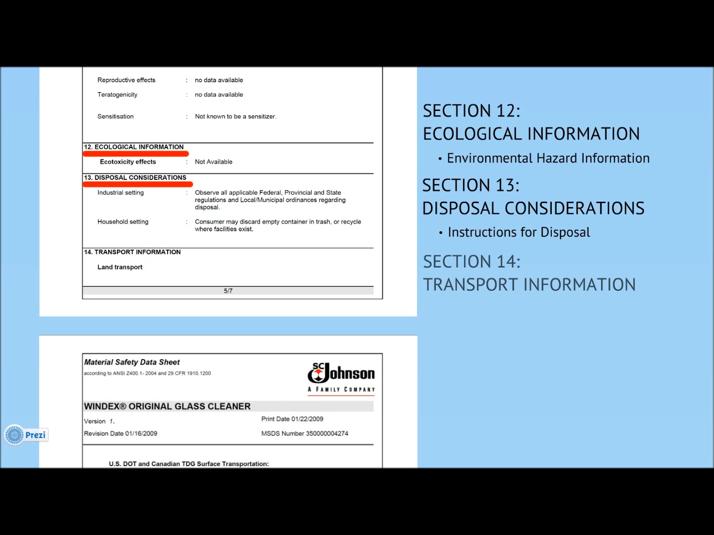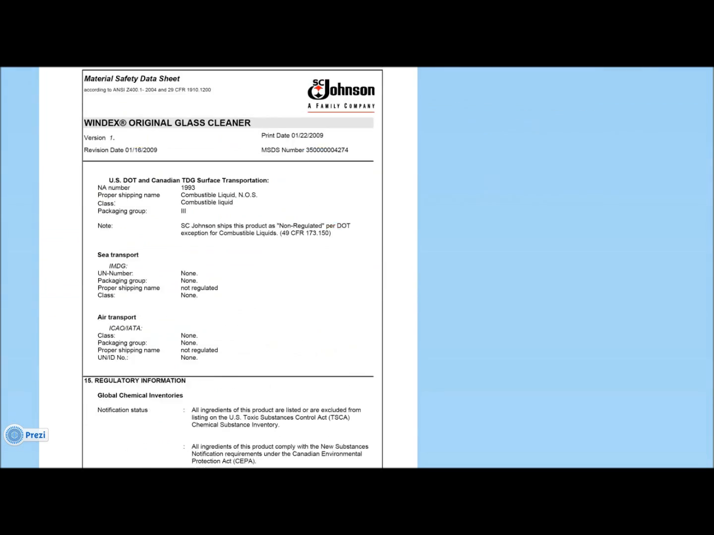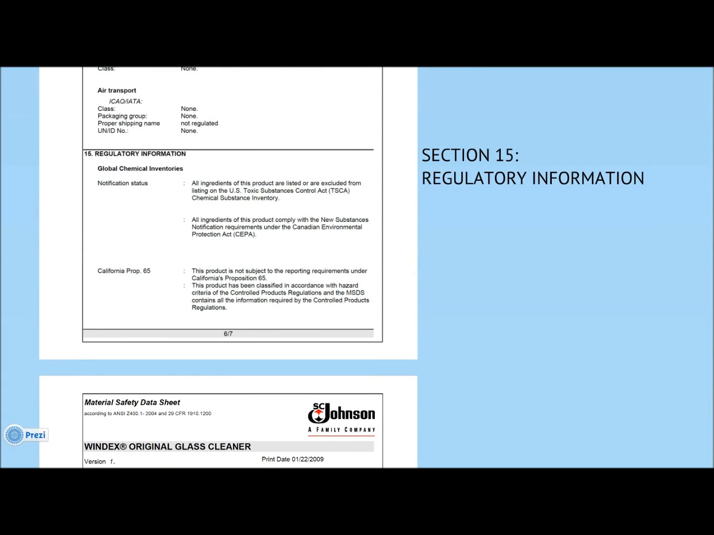Section 14. Transport information. This section will provide guidance on classification information for the shipping and transporting of the hazardous chemical by road, air, rail, or sea. Section 15. Regulatory information. This section identifies the safety, health, and environmental regulations specific for the product if it is not indicated anywhere else on the safety data sheet.